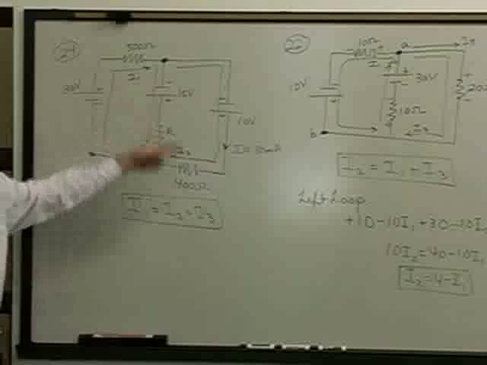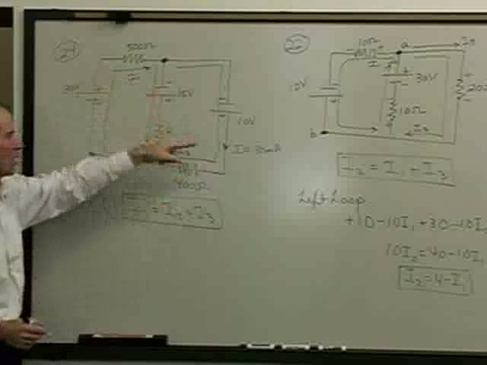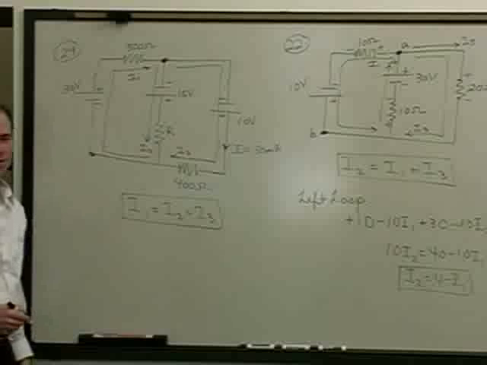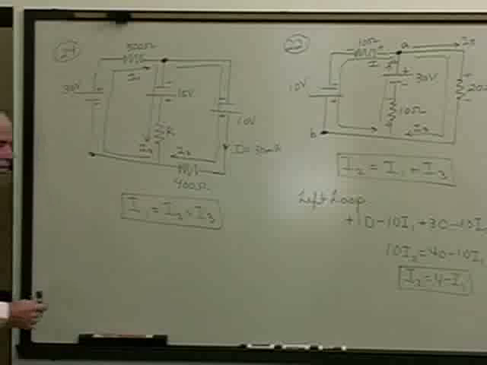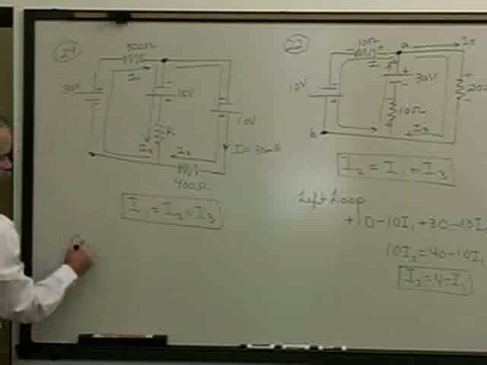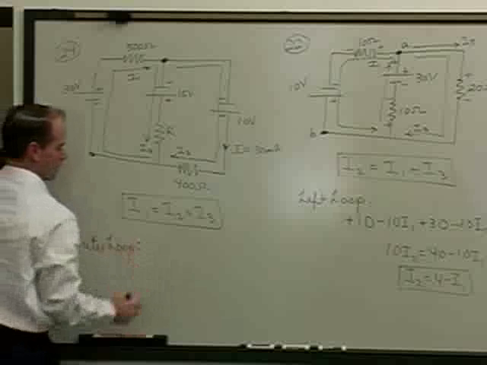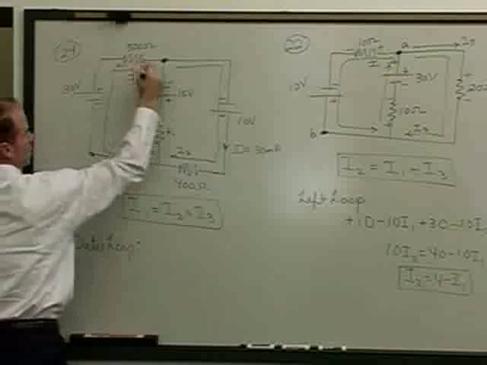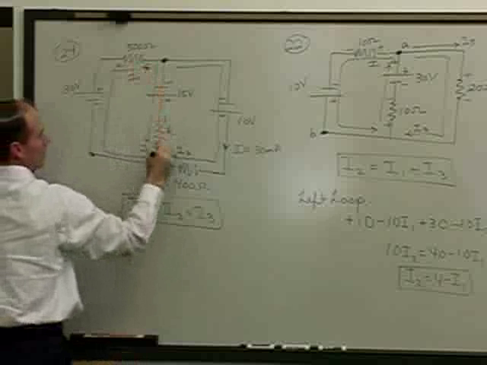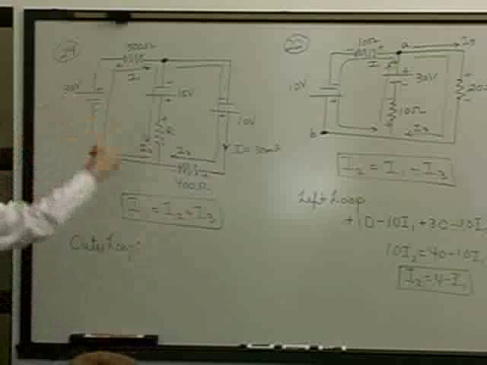But if I already know what I3 is, what I could do on this one is just do the outer loop, the big loop. If I do the outer loop, I'll get I1 in terms of I3. Don't even think about this middle branch. So I'm just going to do the outer loop. I'm going to start here. Oh, I did mark my resistance. All right.